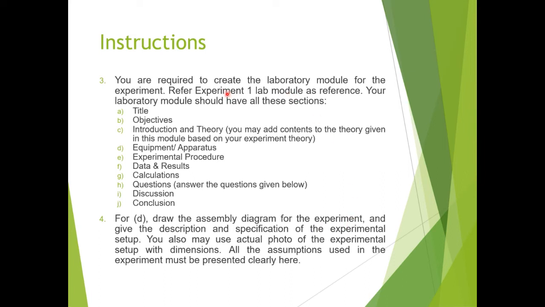So refer to Lab 1 on how to draw the assembly diagram and give the description and specification of the experimental setup. Meaning, what is the measurement, for example point 1 to point 2 is 10 kN. So try to give all the description and specification, okay, so that I will understand. You also may use an actual photo of the experimental setup. You can just snap a picture, then edit and put the dimensions inside. So it will be nice.